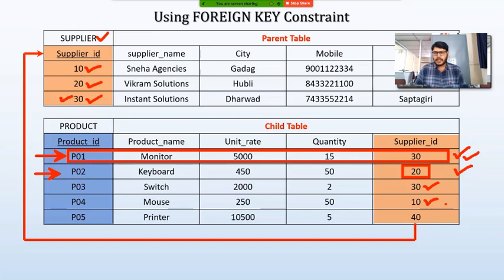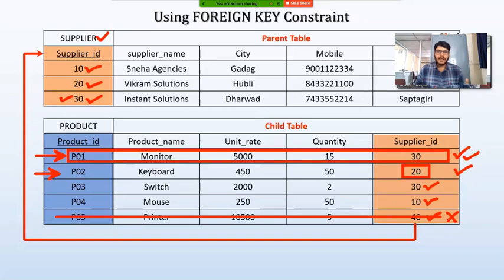And when we try to insert 40 as a value in supplier ID, which is nothing but the foreign key, it will refer to this value in the parent table. And here, unfortunately, there is no supplier ID with 40. So now it will not include this particular record. It will not insert this particular record because there is no supplier ID with 40.